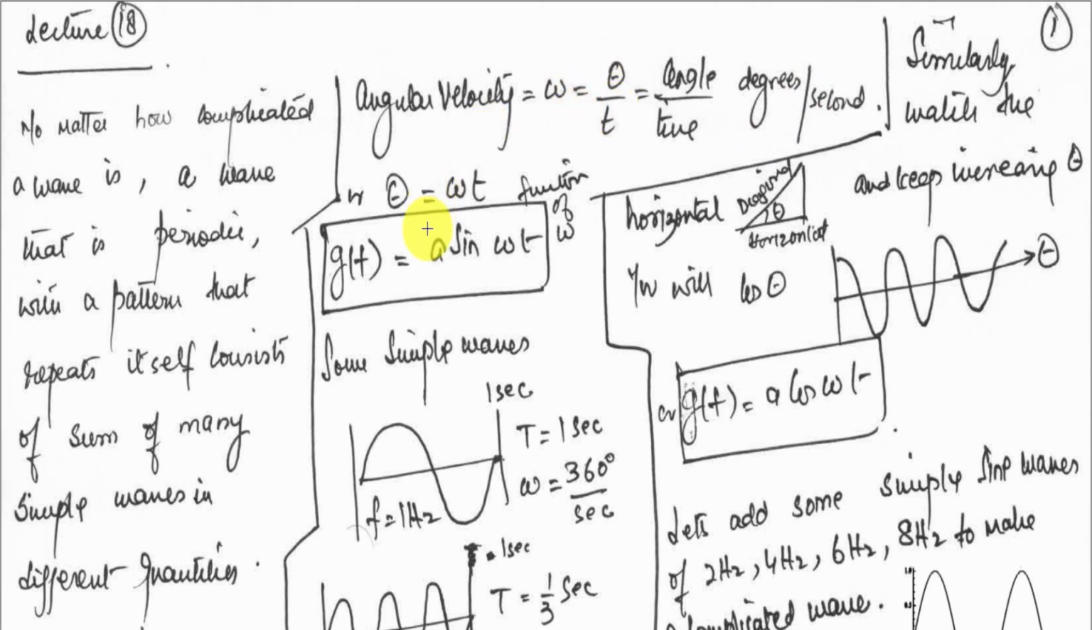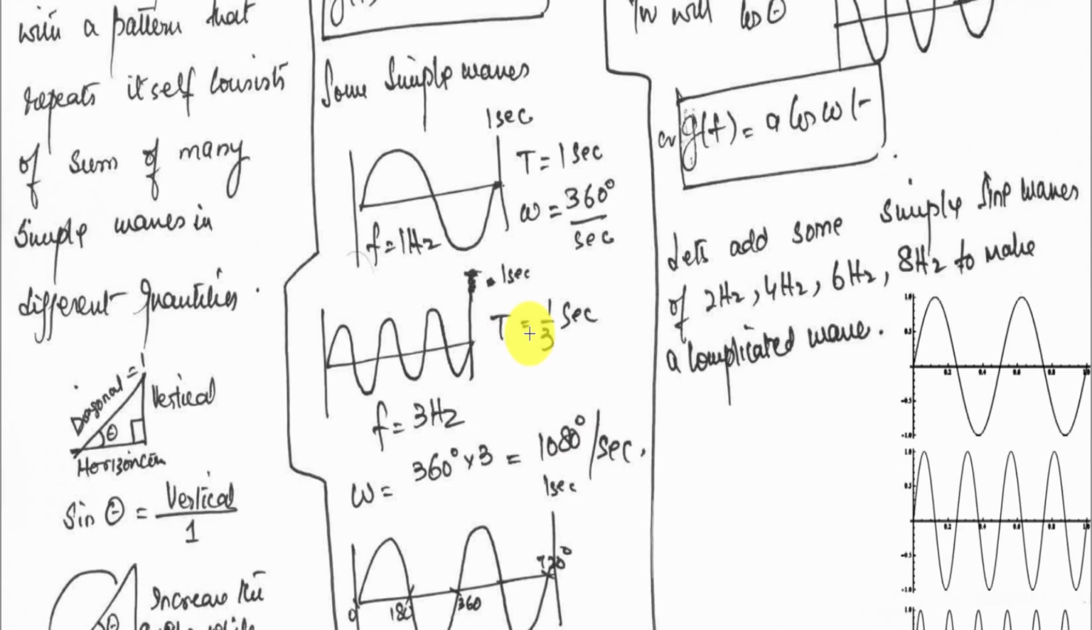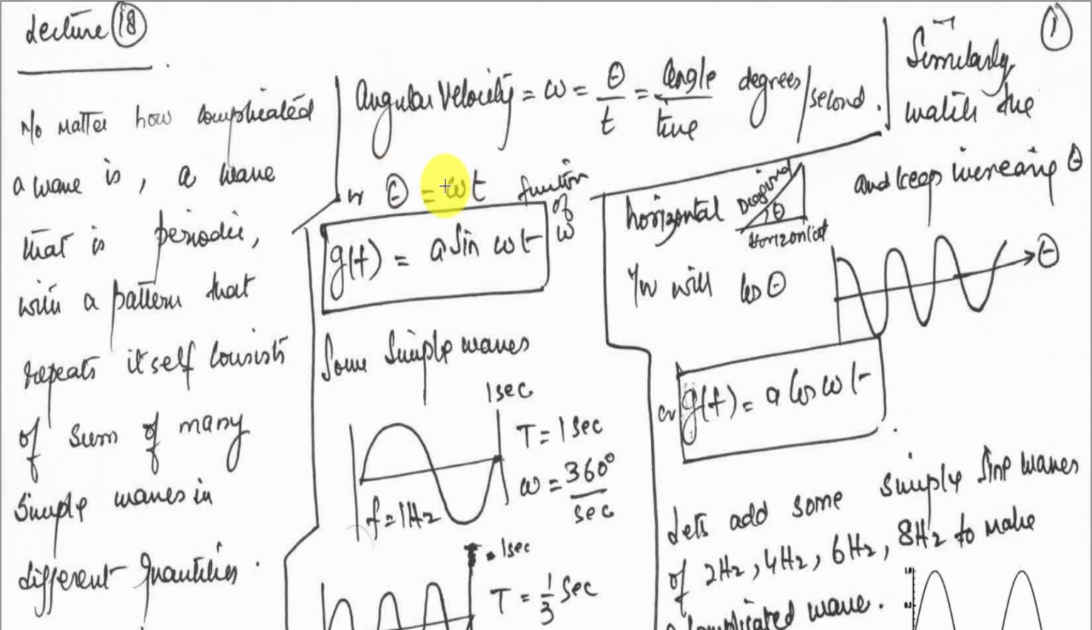Now we had the original function g of theta equals a sine theta. A was the amplitude, and now we can write theta equals omega t. So this function becomes g of t equals a sine omega t. That means this omega is for a simple single sine wave. This omega is a constant quantity, and it becomes a time domain function.